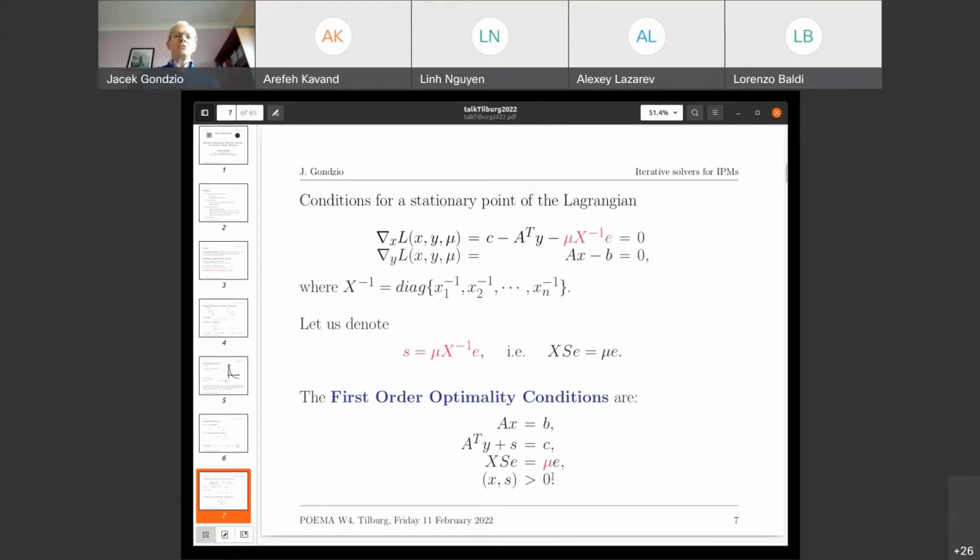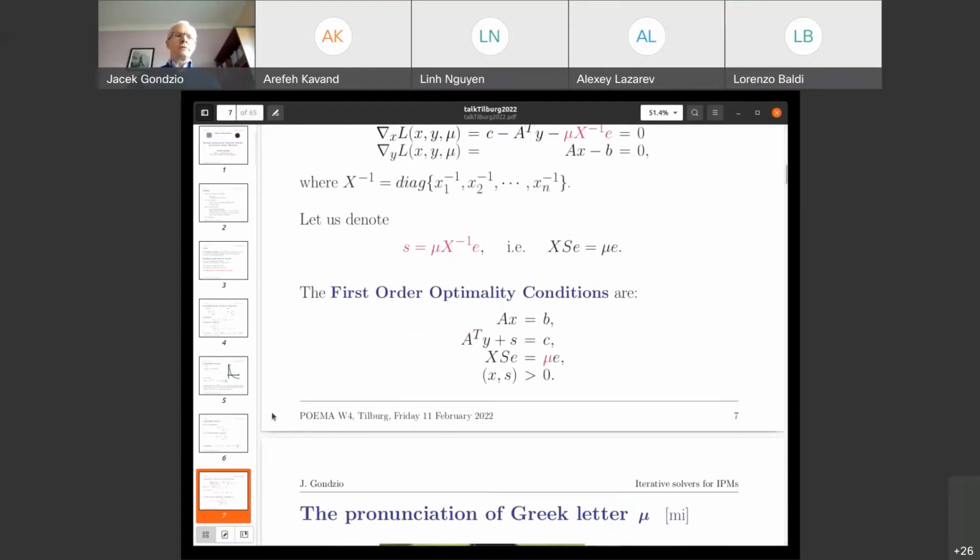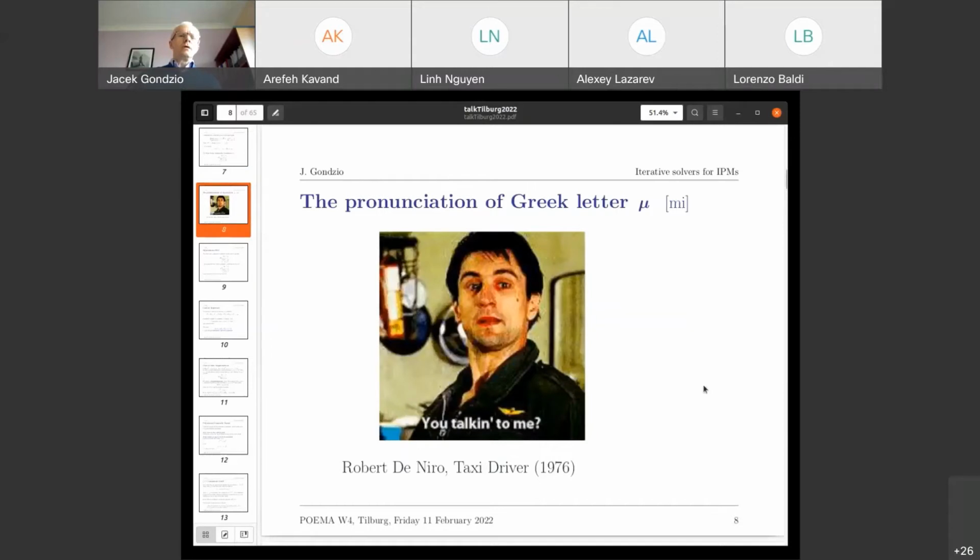You've noticed that I pronounce this letter "me", not like many people do, "mu", but this is in fact a Greek letter. So just to argue for the correct pronunciation of it, let me refer you to Robert De Niro and his film Taxi Driver. By the way, a very violent film, but it won several Oscars for Robert De Niro, for Jodie Foster. So if you have never seen it, you might like to see it. Robert De Niro was saying something like, "You're talking to me." So please remember, that's the best pronunciation of the Greek letter μ.